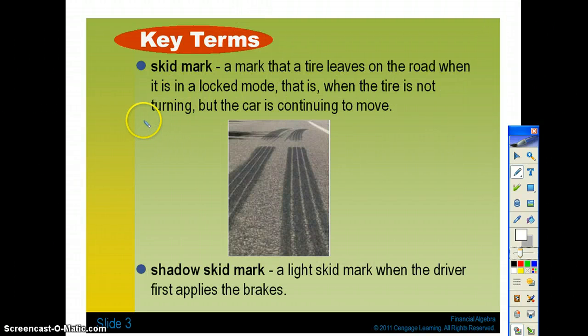Skid mark. As you're driving, if you look on the ground, sometimes you see tire marks on the ground. Those are skid marks. When the tires lock, but you keep moving, that's what causes those particular marks to form on the ground. So when the tire's not turning, but the car is continuing to move, that's when you end up with a skid mark. And then a shadow skid mark is just a lighter version of a skid mark when the driver first applies the brake. At the beginning it's lighter, and then as the car keeps going, it darkens up.